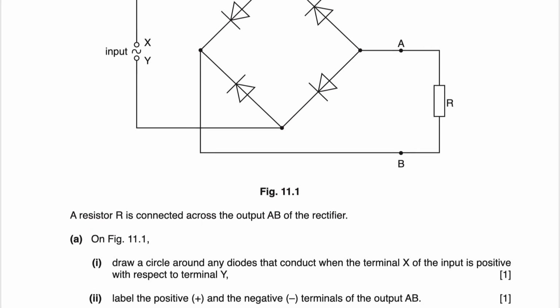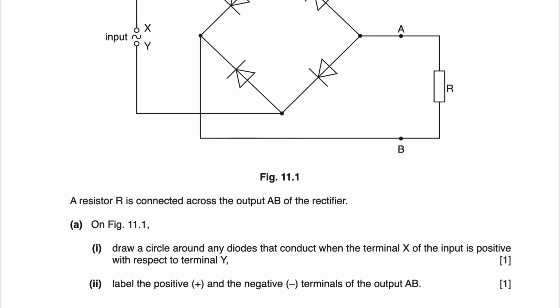Let's read what they are saying. Resistor R is connected across the output AB of the rectifier. Okay, another resistor, same resistor. On figure 11.1, draw a circle around any diodes that conduct when the terminal X of the input is positive with respect to terminal Y.